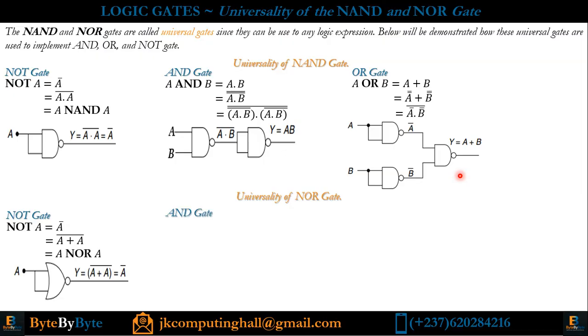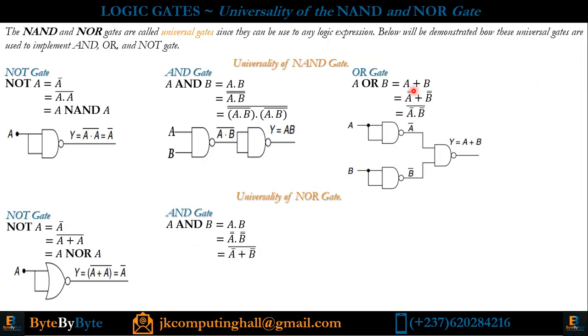Now, for the AND gate, we know that A and B is A dot B. A little secret that I'm going to tell you. The expression of the NOT gate in terms of NAND and NOR is the same, as you can see. But the expression of the AND in terms of NAND is the same thing as OR in terms of NOR, and OR in terms of NAND is the same thing as AND in terms of NOR, as you can see.